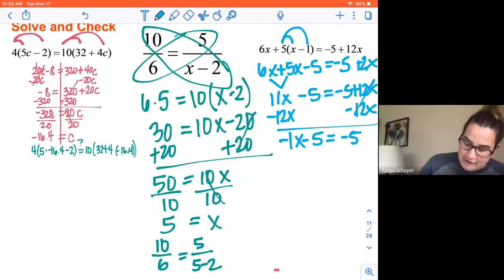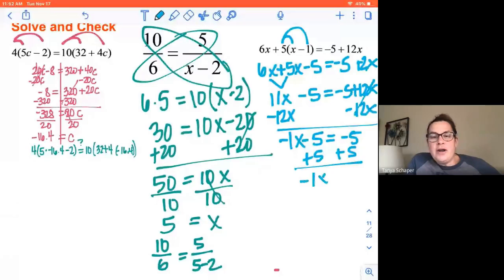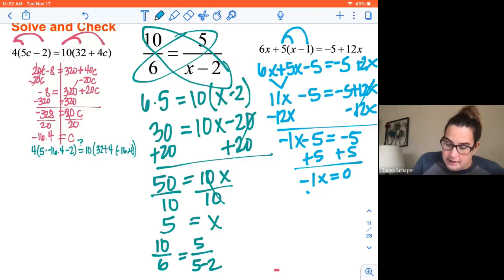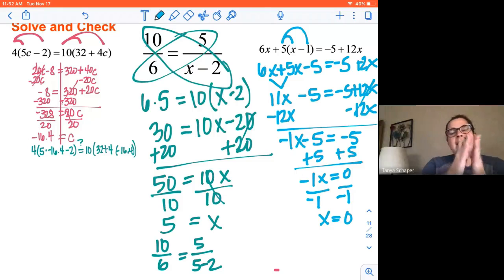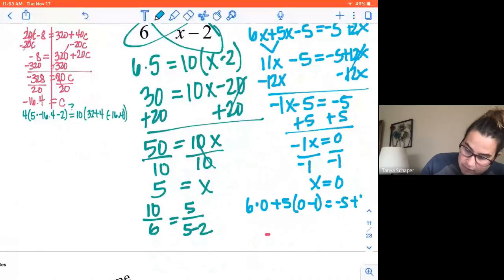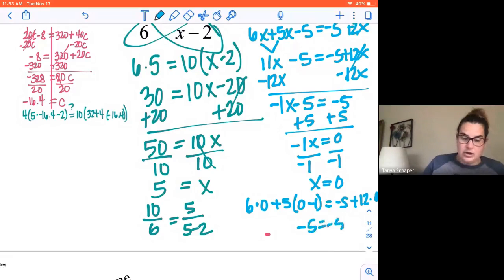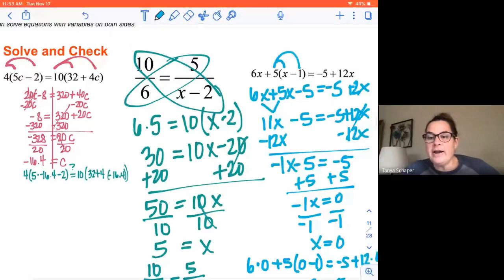We're going to add 5 to both sides. So negative 1x equals 0. We're going to undo negative 1 by dividing by negative 1. So x equals 0. And again, please, please, please check your work. Is 6 times 0 plus 5 times 0 minus 1 the same as negative 5 plus 12 times 0? And the answer is yes. Negative 5 equals negative 5. So we are good.